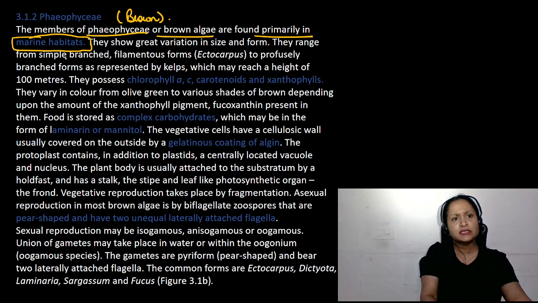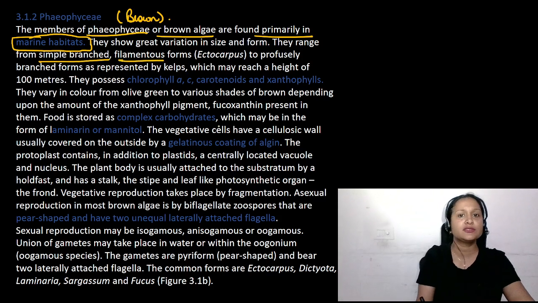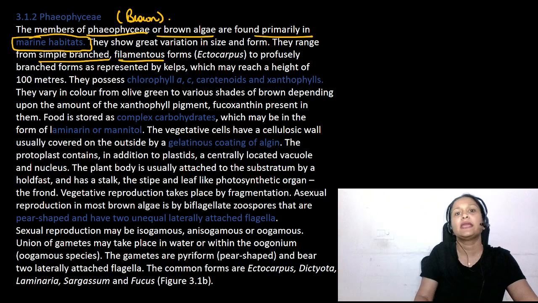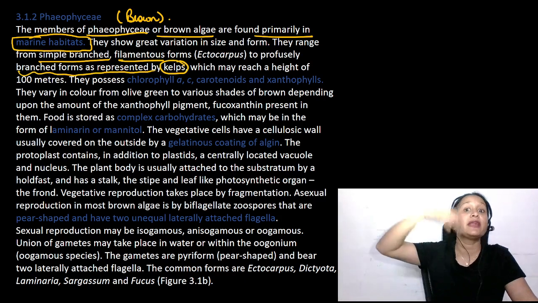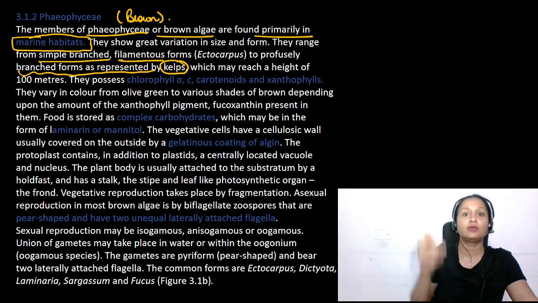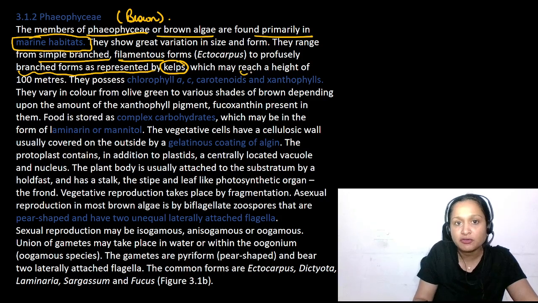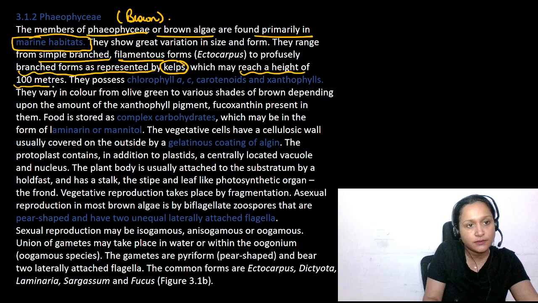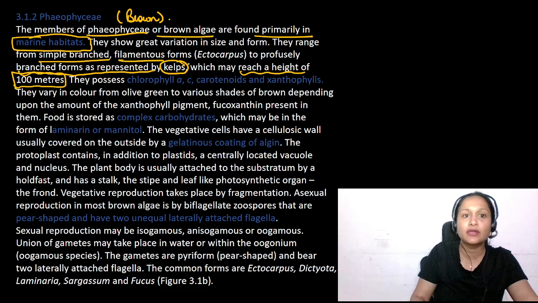The body, of course, can be simple, branched, or filamentous, so that is not so important. They can also be represented by a plant-like structure called kelp, a massive plant body. They are around, you can see the height was also mentioned, 100 meters in height. I have shown you the kelp now.